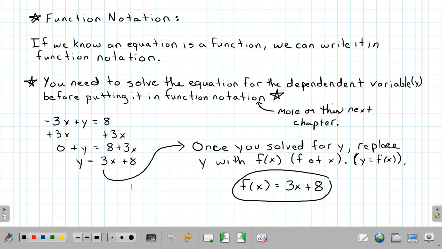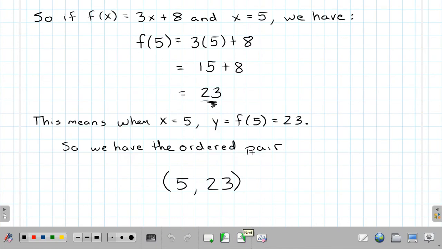Well, all you've got to do is take the y and replace it with what we're calling f of x, the function of x. And once again, this tells us y is equal to f of x. Well, what does this even do? This allows us to say, if we have f of x is equal to 3x plus 8, and we know x is equal to 5, we can then say f of 5. So we put the 5 into the function notation, and when we do the order of operations and plug in 5, it'll tell us what f of 5 is, which means when you plug in x is equal to 5, y would be f of 5, which is 23, okay?